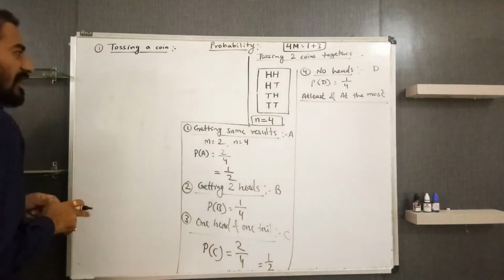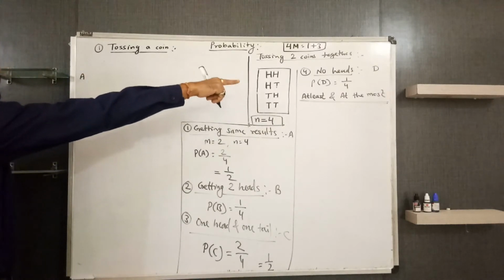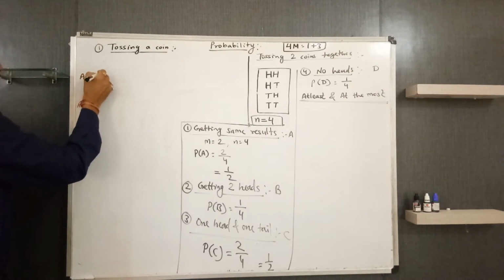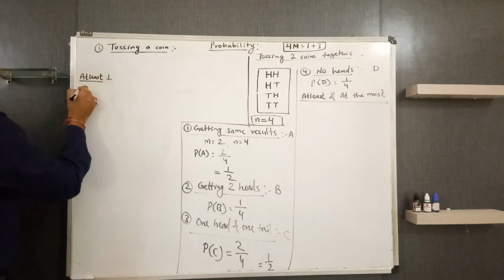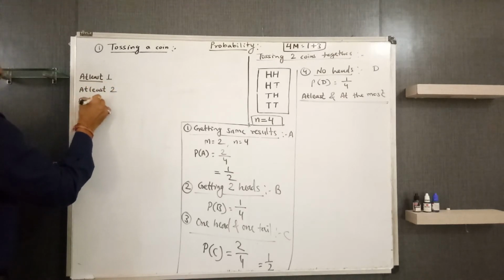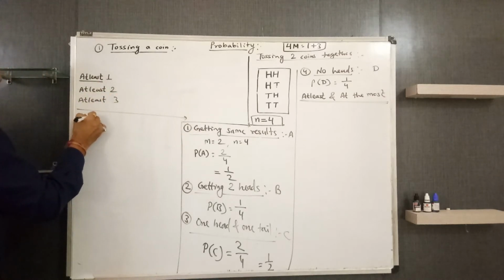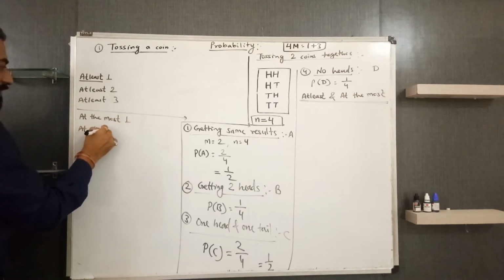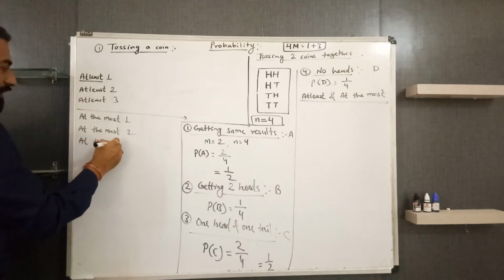Yes, the term at least, because we have to use both these terms in tossing 3 coins also. So I am writing here to understand it in a better way. At least 1, at least 2, at least 3. Just try to understand it. At the most 1, at the most 2, at the most 3.